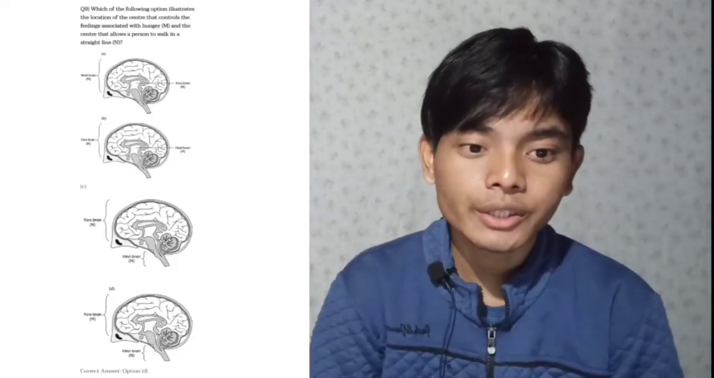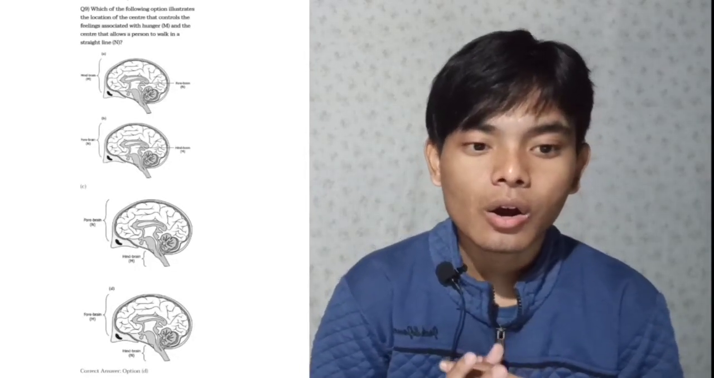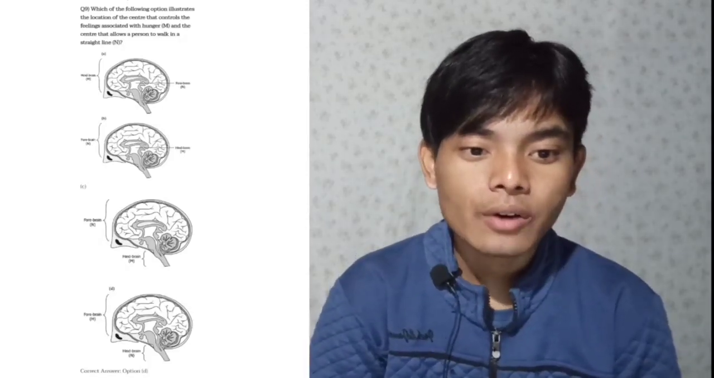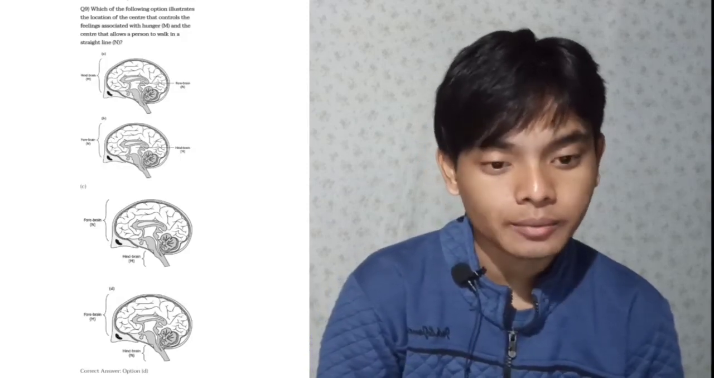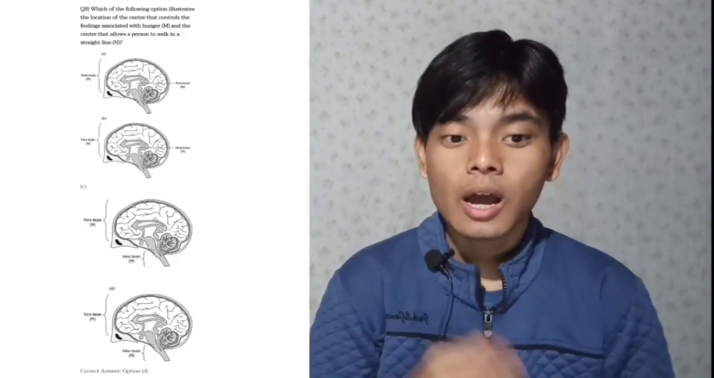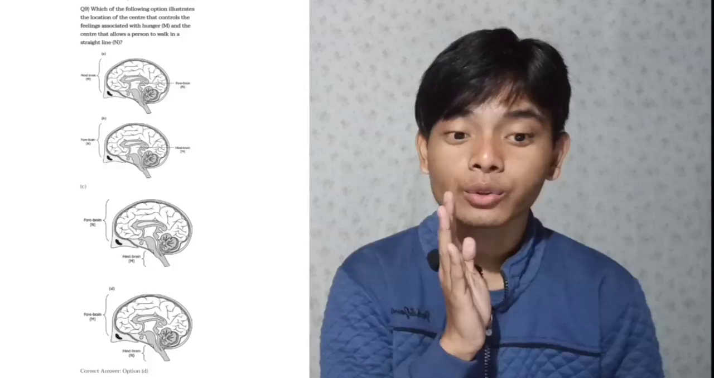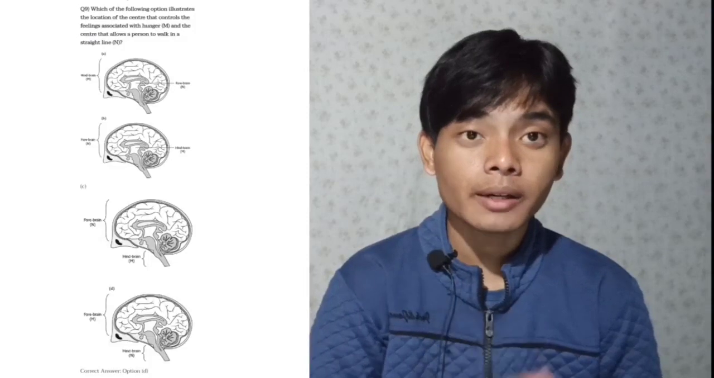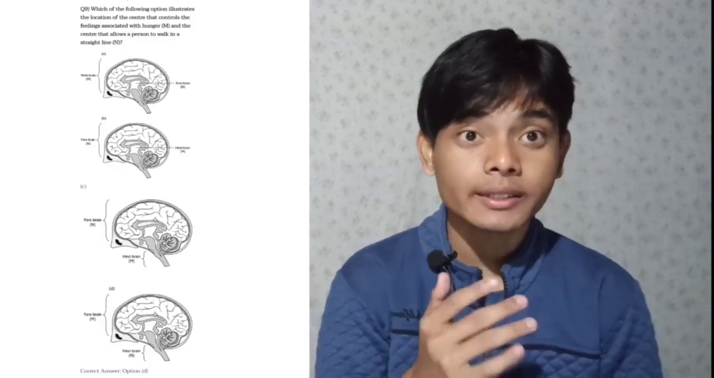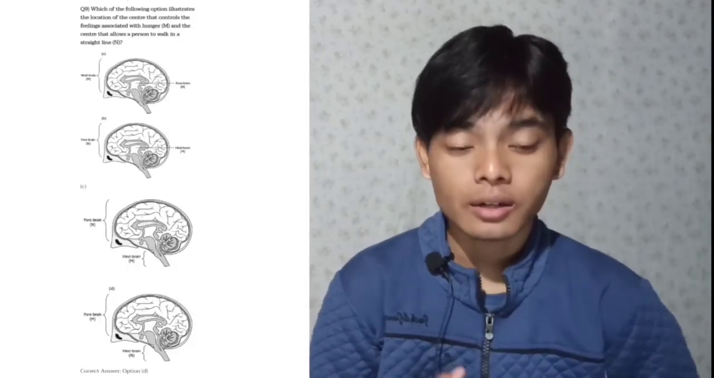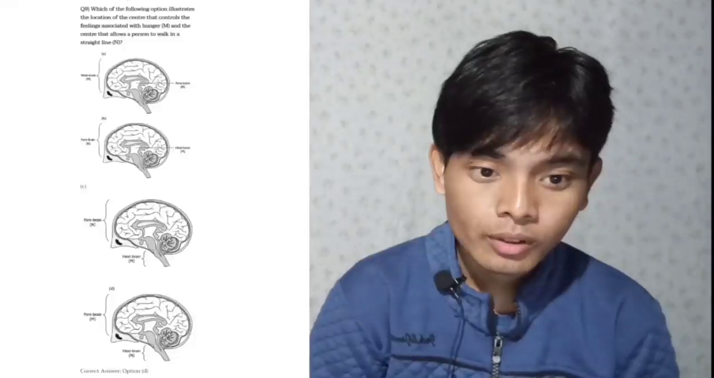Now question number 9: which of the following options illustrates the location of the centre that controls the feeling associated with hunger and the centre that allows a person to walk in a straight line? Which part of our brain controls hunger, and which part of the brain is active when we walk in a straight line? N is the part that reacts when we walk in a straight line and M is the part of the brain that controls our hunger. So option A is M.